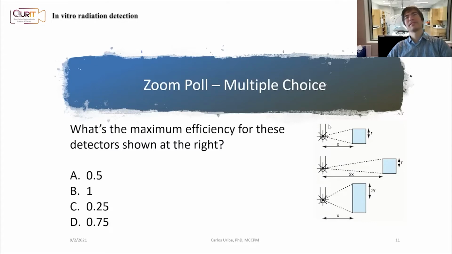So again, just try to think, if you put a detector on the right, the best that you can possibly measure is what? It's going to be 1, 0.5, 0.25, or 0.75. I'm going to give you 20 more seconds.